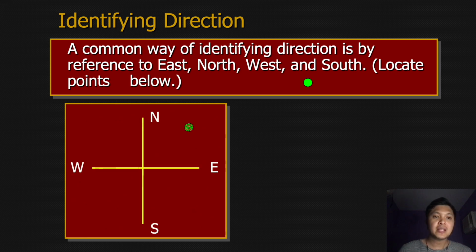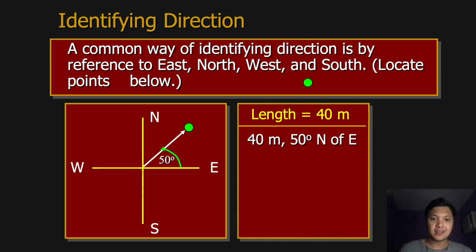In most cases, when we deal with vectors, we have to identify the direction, and in order to do that, we use east, north, west, and south as a reference. For example, in this point here, let's say this is 40 meters away from the origin. So this is the distance. However, if you want to express this as a vector, this vector is 40 meters 50 degrees north of east, and notice that the angle is measured with respect to the positive x-axis. That's why it's north of east.